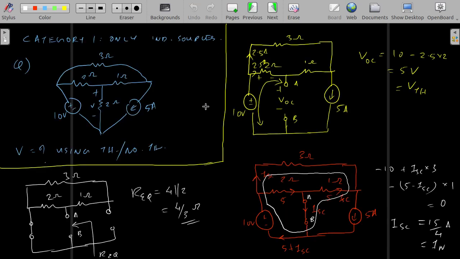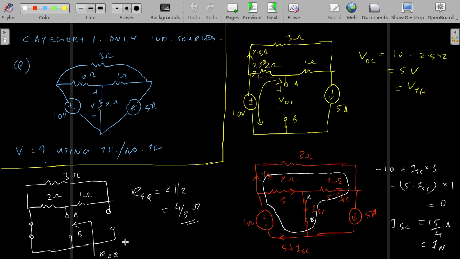So I'll just go through it once more. We are not asked to find the Thevenin equivalent or anything. We are just asked to find the voltage. We are using the Thevenin or Norton equivalent. So first, we define the terminals A and B, X and Y, whatever. We define the terminals across which we want to find the equivalent circuit. Then we find the open circuit voltage, which will be the Thevenin voltage. We find the short circuit current, which will be the Norton current, and we find the equivalent resistance.